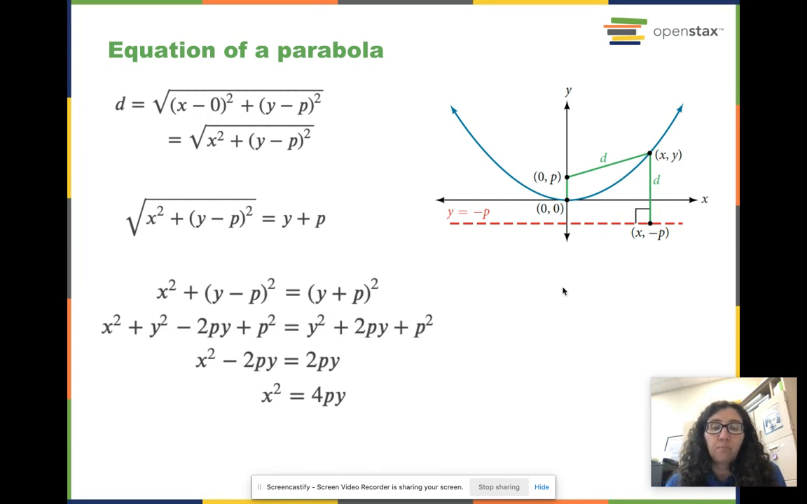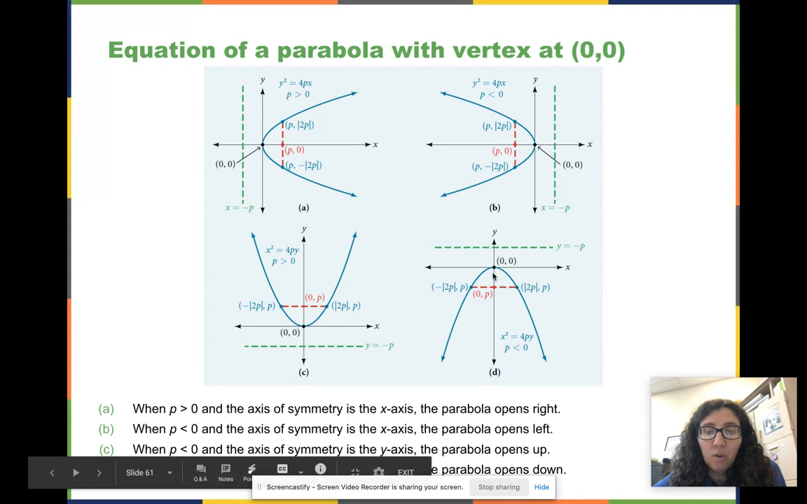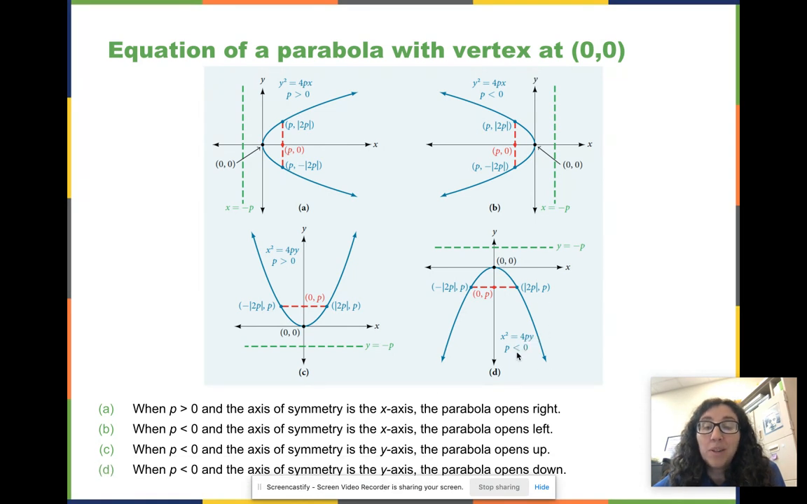So x squared equals 4py. If we have a parabola with vertex at the origin opening up, what if it's opening down? How are we going to be able to tell that? x squared equals 4py with p negative. Same equation: this is if p is positive, and this is if p is negative. It's going to open down.